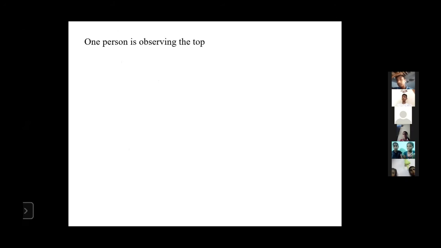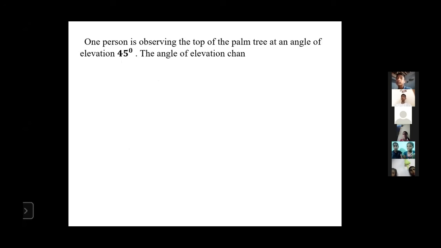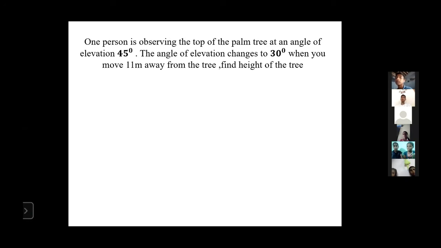One person is observing the top of a palm tree at an angle of elevation of 45 degrees. The angle of elevation changes to 30 degrees when you move 11 meters away from the tree. Now find the height of the tree.